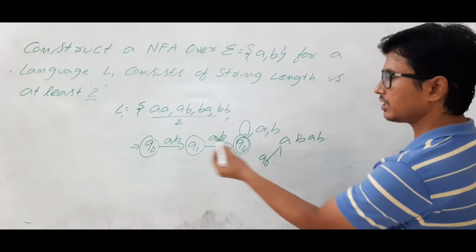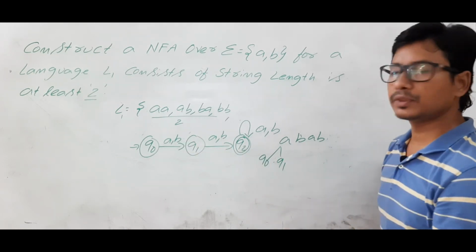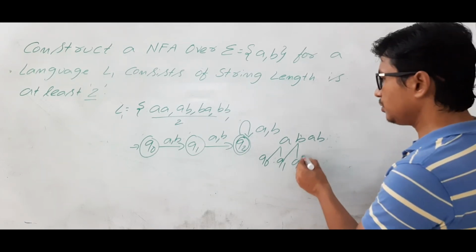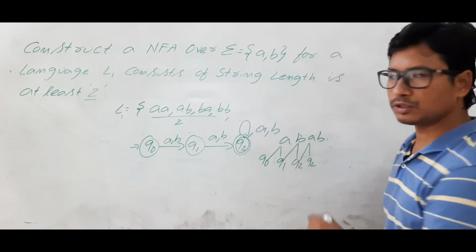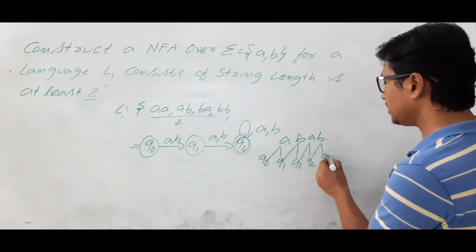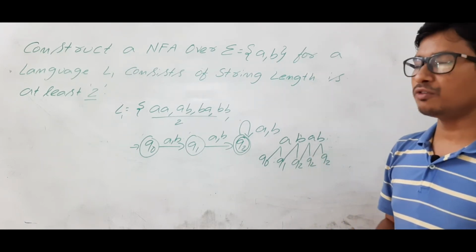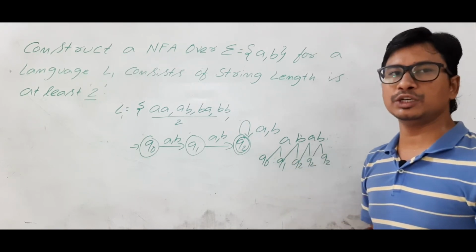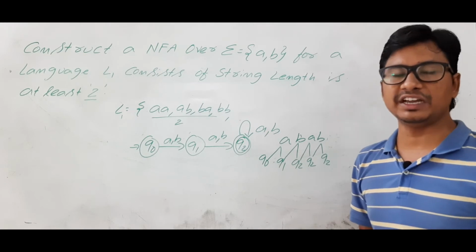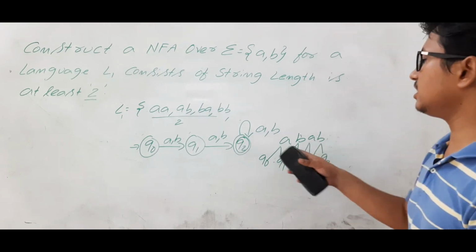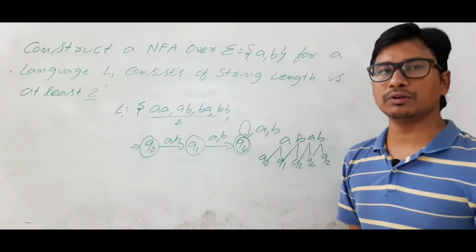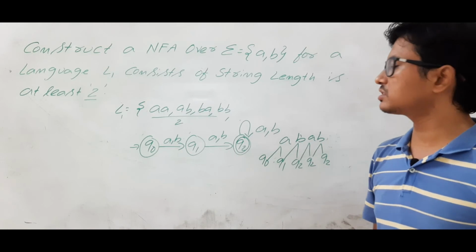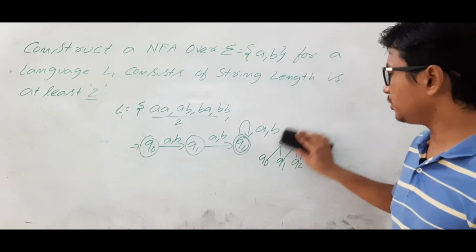Q0 on A, we are reaching a state called Q1. Q1 on B, we are reaching a state called Q2. Q2 on A, where am I reaching? I am reaching Q2 itself. Q2 on B, I am reaching a state called Q2. So from the initial state Q0 on the AB string, I am reaching Q2, which is a final state. So I can say that the string is accepted by the NFA we have constructed. For the same language, if you construct the DFA, it will look the same. If you have a doubt, you can check it.